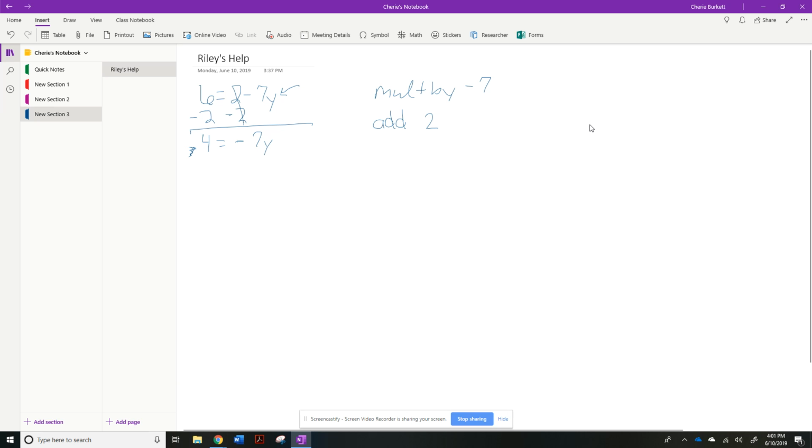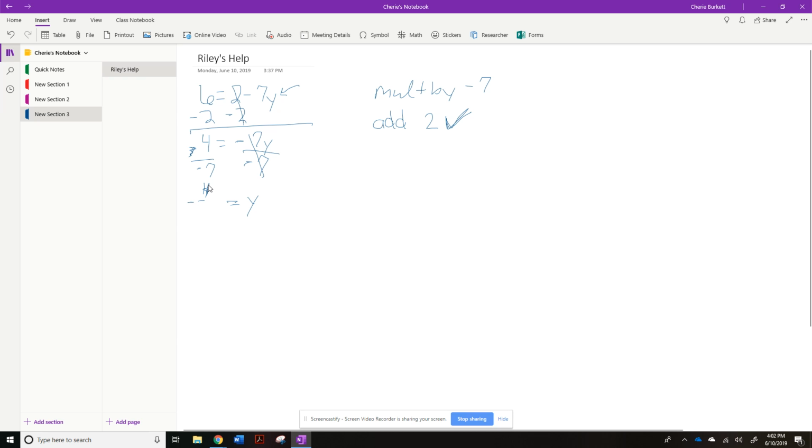Okay, so now I've done the opposite of this step right here. I've taken care of that. So now I have to do the opposite of that step. The opposite of multiply is divide. So we're going to divide both sides by -7. Divide by -7, divide by -7. When we divide -7 by -7, that reduces down to 1. And then this one's just going to stay that ugly fraction. It's going to be a -4/7.